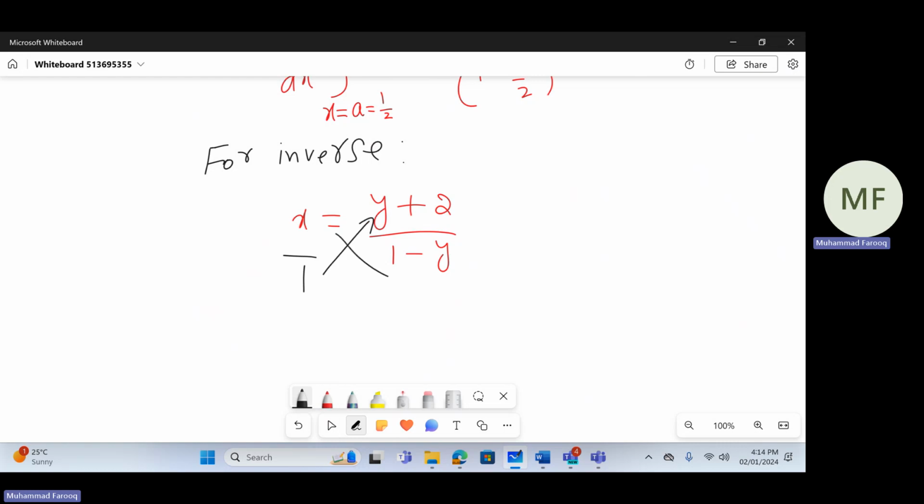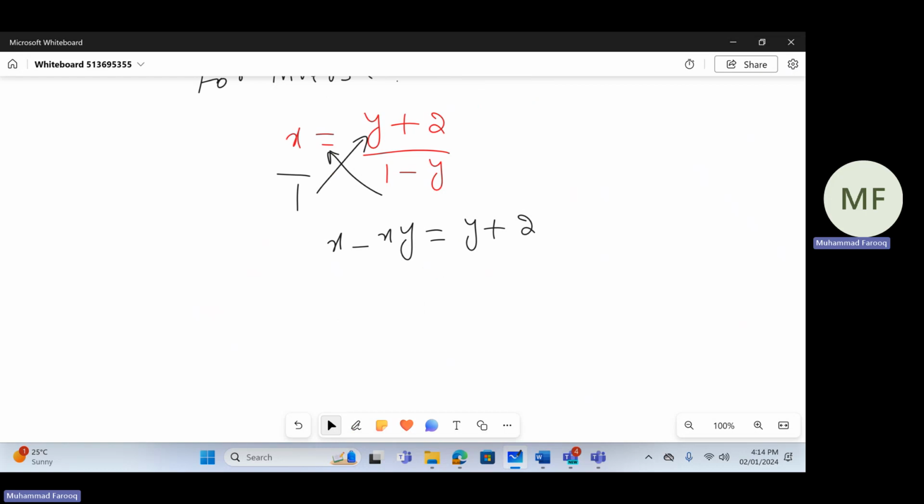Cross multiplication. y plus 2. x minus xy is equal to y plus 2. I need only y values. This 2 I should decide, so x will go with minus 2, and here I should decide y plus xy.